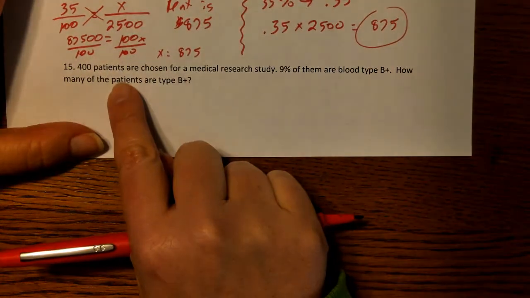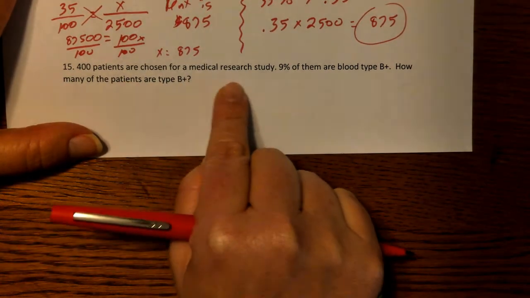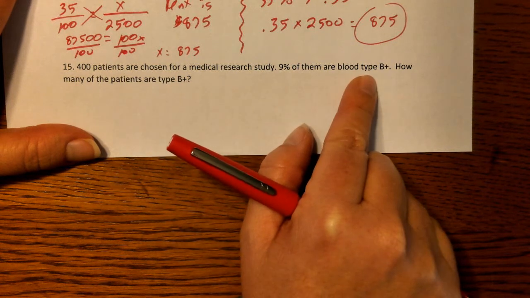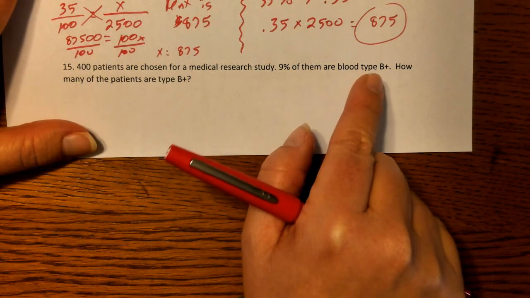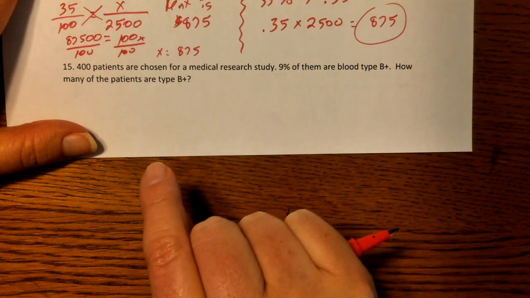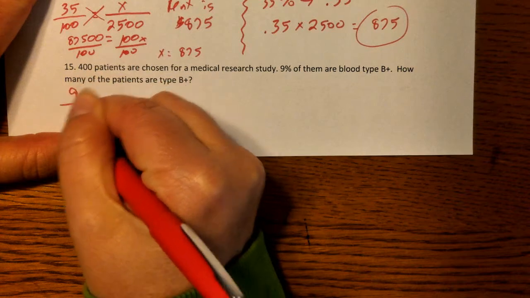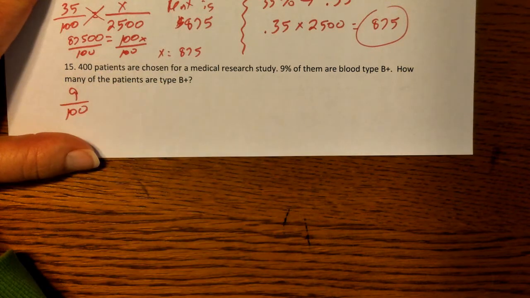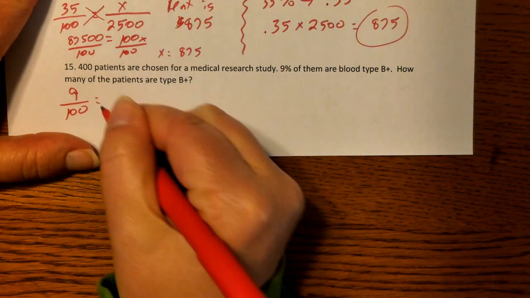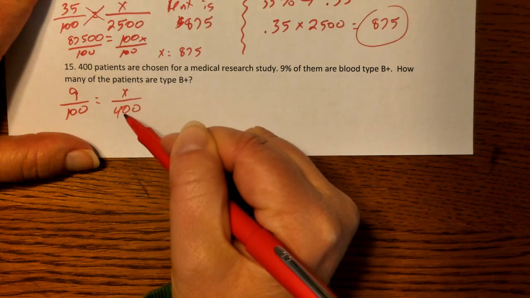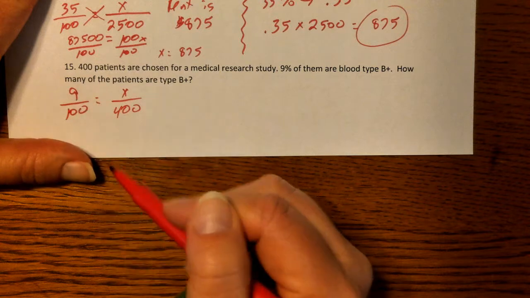All right, number 15. 400 patients are chosen for a medical research study. 9% of them are type B plus blood. How many of the patients are type B plus? Okay, so again, you can do a proportion. 9% means 9 out of every 100 patients are B plus, but we didn't have 100 patients, we had 400. So how many are type B out of the 400 when 9 out of every 100 are?